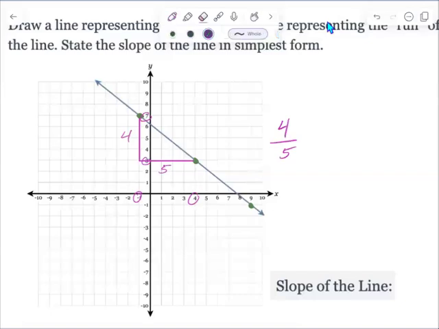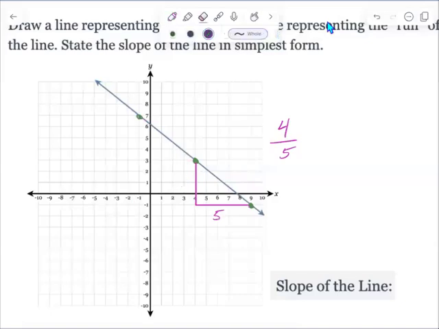One thing, it doesn't matter which green dots you use. They're green here, they're not going to be green other places, but I can go back and draw a triangle here using those two green dots. And again, if I look, that's going to be a 4 and that's going to be a 5. So I get the same thing.